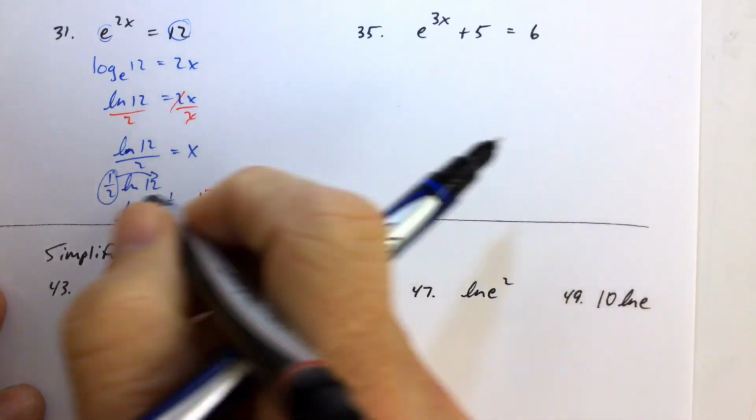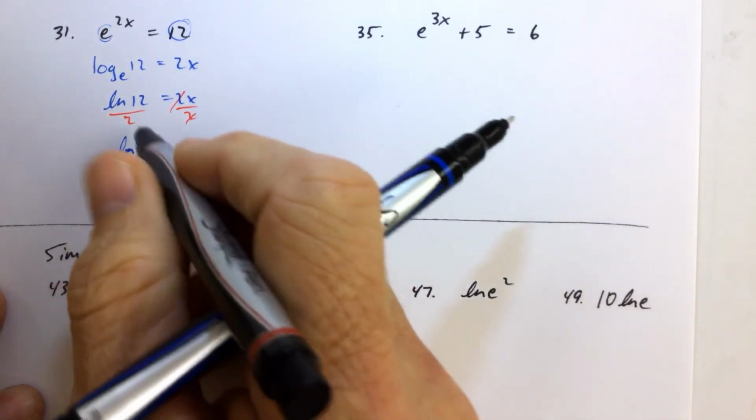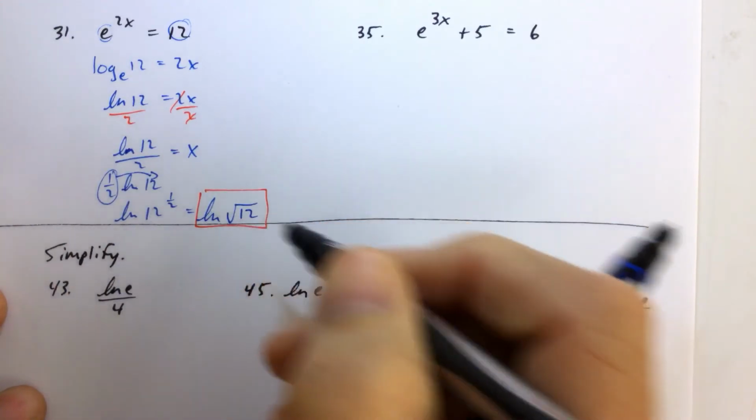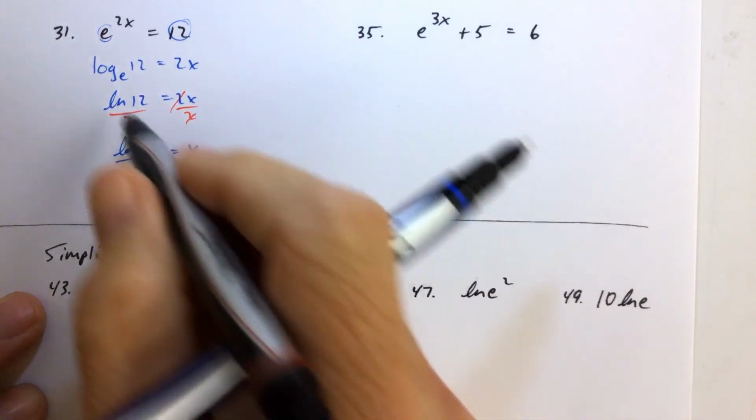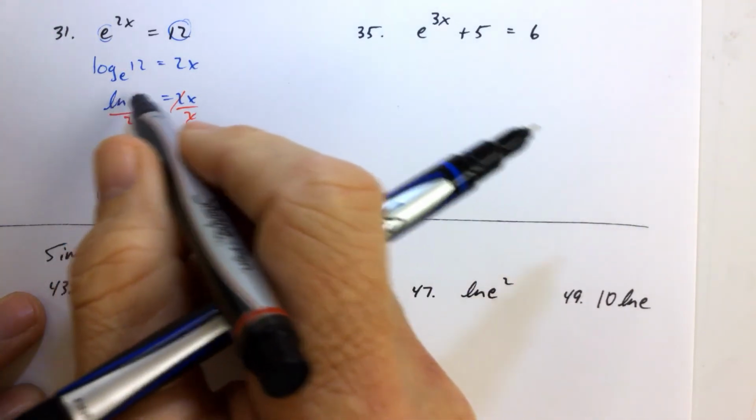This one, you have to know that you can rewrite this as ln of radical 12, because sometimes you might get on a multiple choice test, that might be an option. So you still have to know how to get to there once you get ln of 12 over 2.